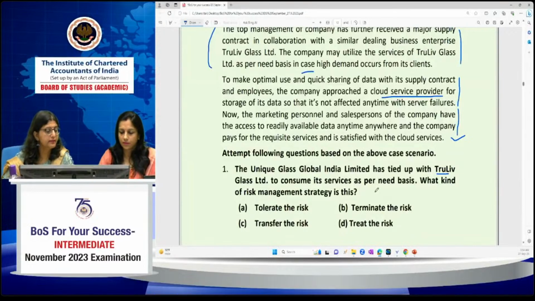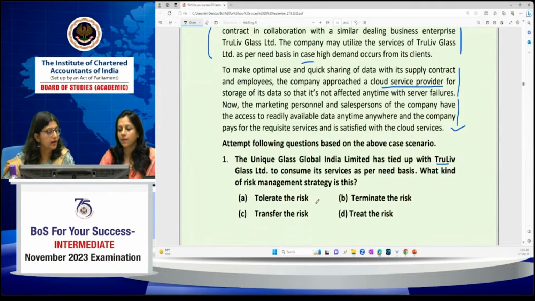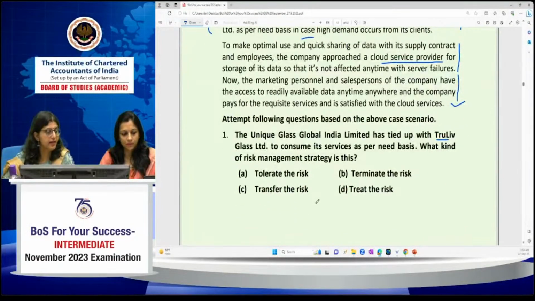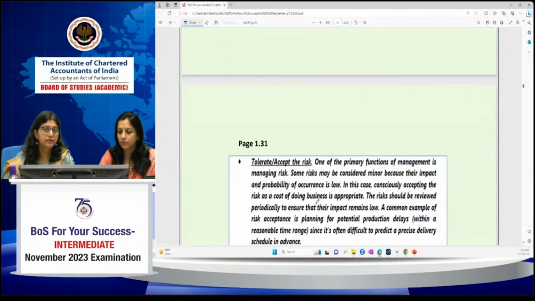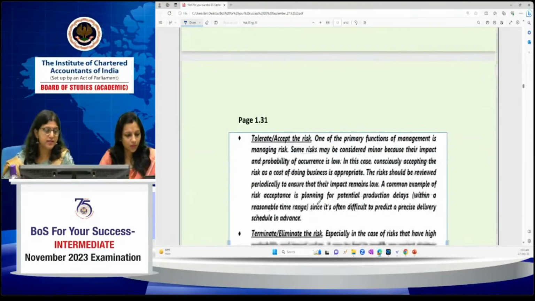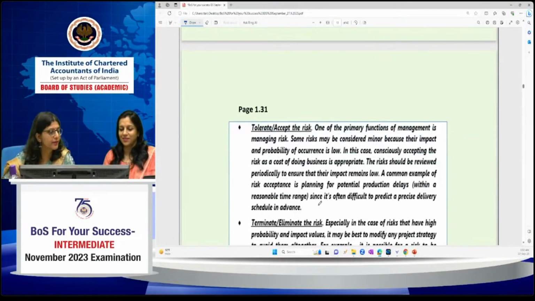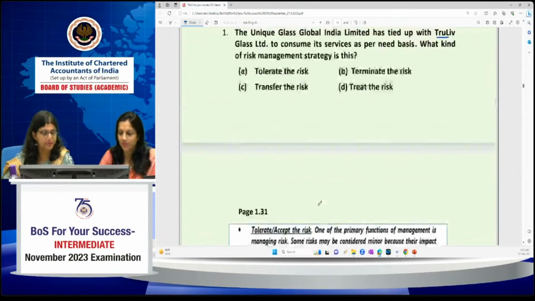We will tolerate the risk, terminate the risk, transfer the risk, or treat the risk. So what do you think? As the name suggests, tolerate the risk. Ankit has given the answer. He said answer A. Okay. Any further answer? Okay. Now, Ankit, we will just discuss this and then you yourself will say, okay, transfer the risk. Transfer the risk. Okay.